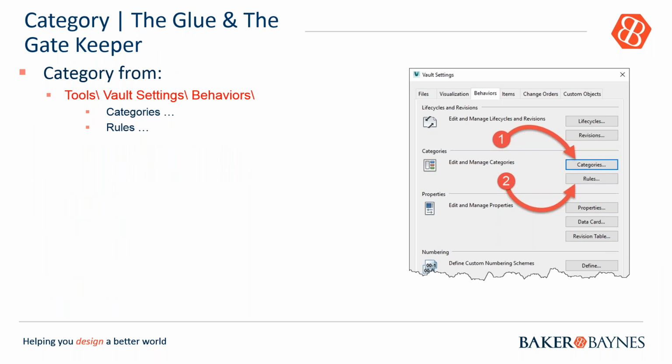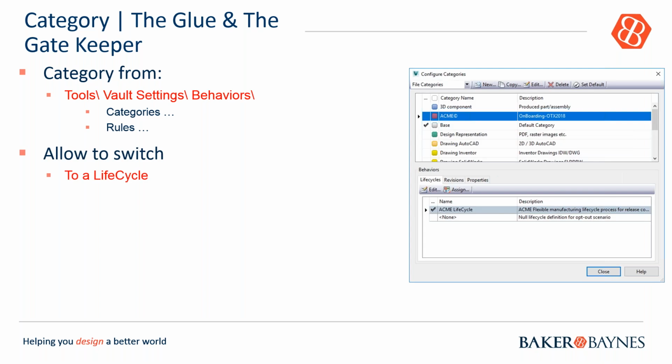Okay. So again, categories. We've spoken about categories initially. Categories are the glue and the gatekeeper of the whole Vault system with regards to life cycles. You find them in the behaviors tab. Again, Vault settings, administration, Vault settings, behaviors. You find categories in there, just under life cycles. It all starts off with categories, so creating categories and the category rules behind that.